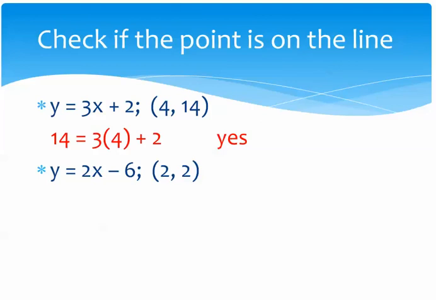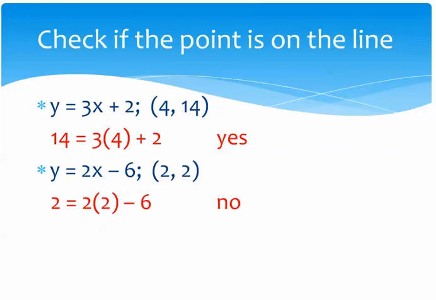All right, let's see. So the first one, if we plug in the 4 for the x and the 14 for the y, and we solve, we get 3 times 4 is 12, plus 2 is 14. True statement. That's part of the line. So (4, 14) is on or part of that linear equation. It is a point on the line.